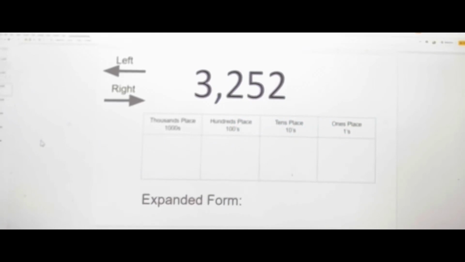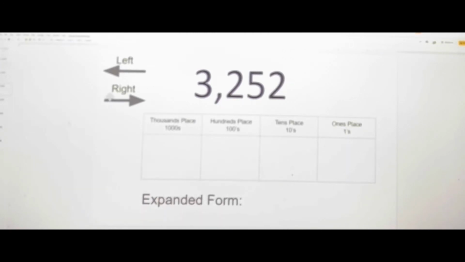All right, ladies and gentlemen, boys and girls, the next number is 3,252. So again, I am going to identify the ones place, the tens place, the hundreds place, and the thousands place.